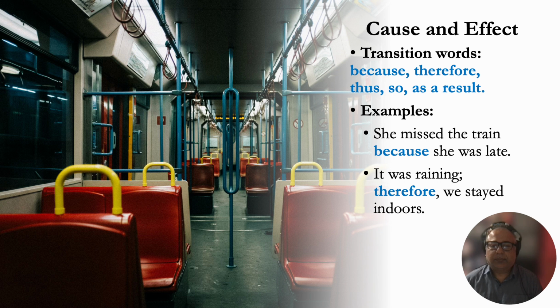All right, cause and effect. Let's look at some examples of cause and effect transition words. Because, therefore, thus, so, as a result. One example, then you can look at the second example by yourself. She missed the train. Why did she miss the train, you may ask? Because she was late, right? She was late in leaving. She ran to the train station, but the train had left, so she missed the train.